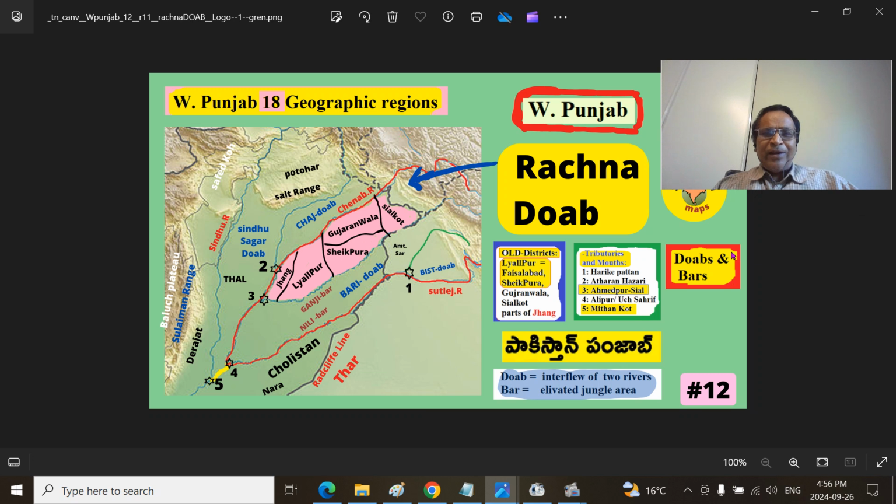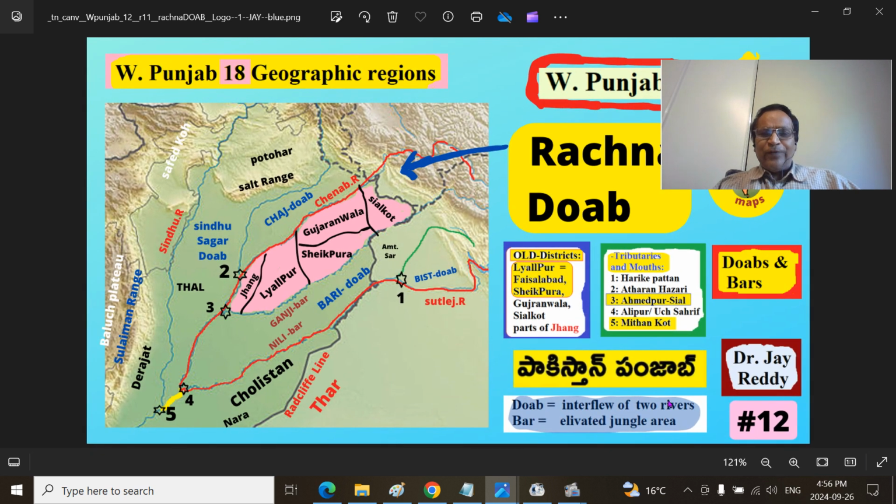There are five such Doabs in the Punjab. Punjab means the land of five rivers, the five major tributaries of the Sindhu River. In that aspect, you can see the Bar region is essentially the area between these two rivers, historically jungly area, bushy area, shrubs. People didn't live there. Now it is populated, taken over by humans, but the Bar name is still used there. And Rechna Doab is the interflow between the rivers. Bar is the elevated jungly area.